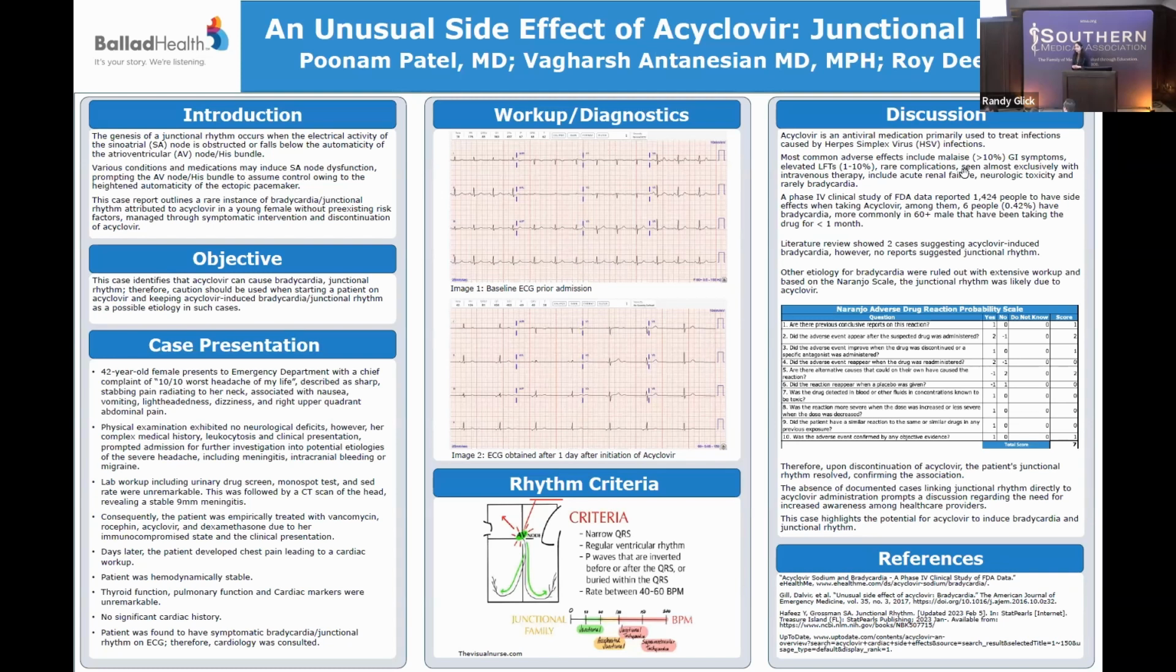Yes, we did, because she came in with the 10 out of 10 worst headache of her life. We were very concerned. She was tachycardic. She had tachypnea. She had leukocytosis. So we wanted to make sure that we were not missing anything. First we did a bedside ultrasound, and then we followed that up with the CT done by the ED providers. White count was about 13,000.